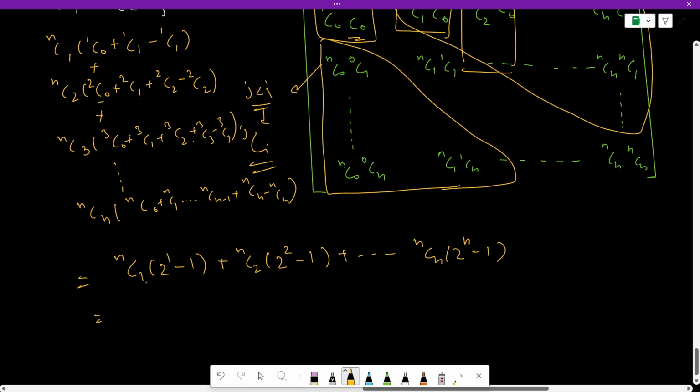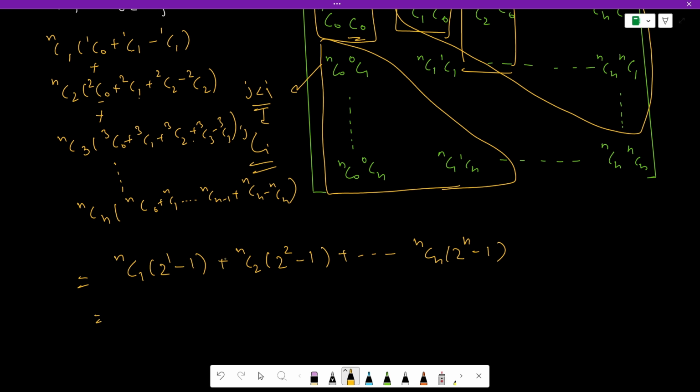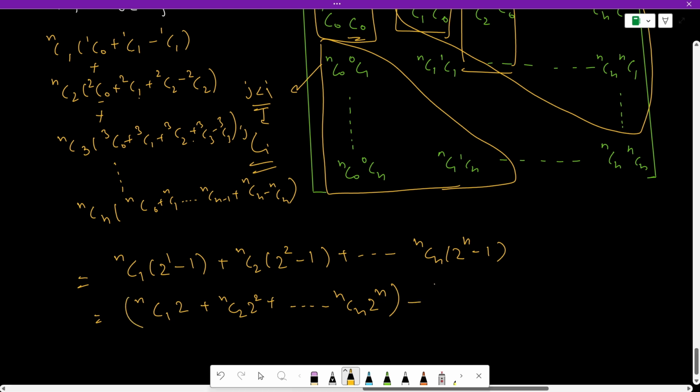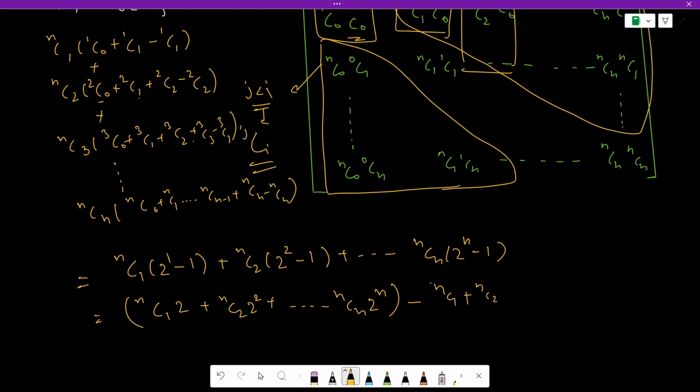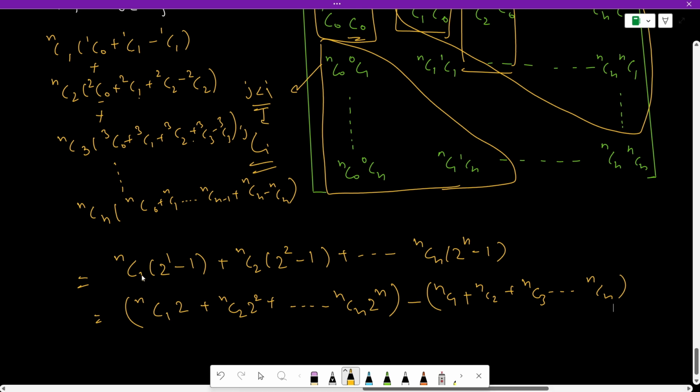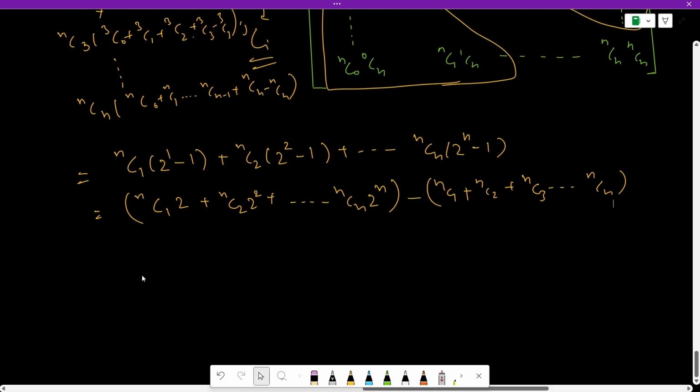Right, now we can club the 2's power terms and the subtraction terms. This will be nC1 into 2 plus nC2 into 2 square plus so on till nCn 2 raised to the power n, and minus nC1 minus nC2, let's write this in bracket, plus nC3 and so on till nCn.